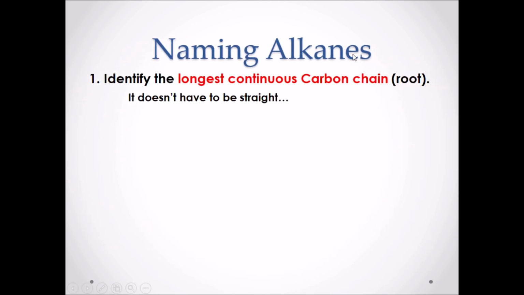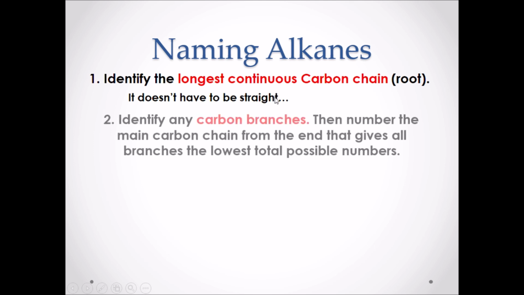Naming alkanes. Number 1, identify the longest continuous carbon chain. This will be your root. Remember, the chain does not have to be straight. Number 2, identify any carbon branches. Then number the main carbon chain from the end that gives all branches the lowest total possible numbers.